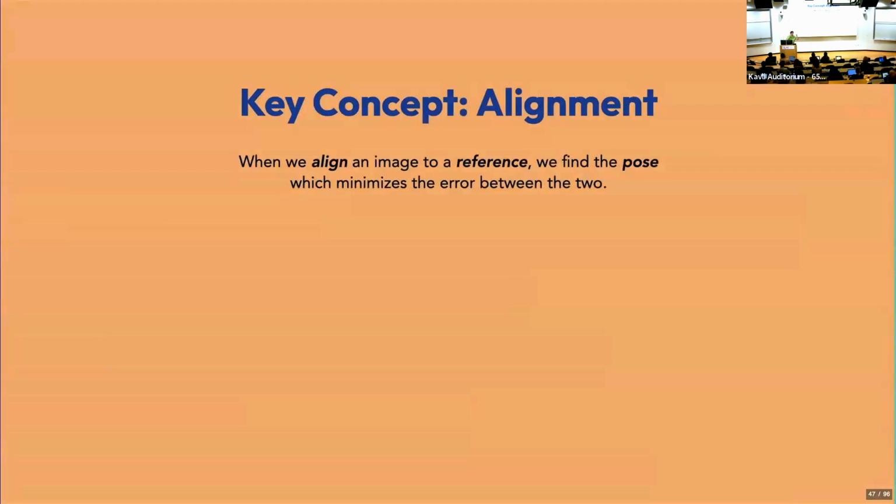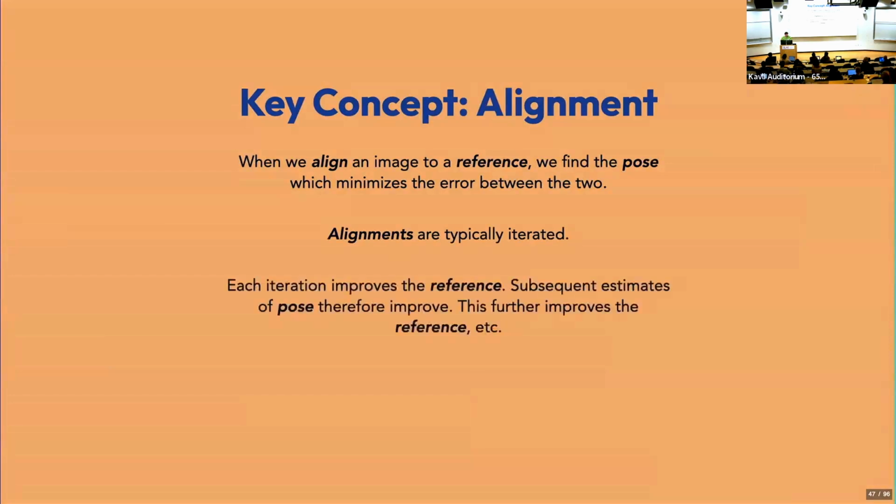Like I said, this was 2 dimensions. The process is basically the same in 3 dimensions. When we align an image to a reference, we find the pose which has the least error between the image and the projection of the reference. Typically, we iterate this process, so we do it over and over and over again. And then each iteration improves the reference, which means the pose gets better, et cetera.